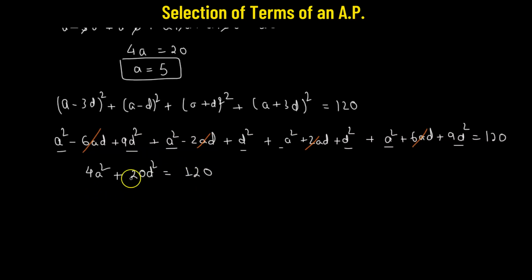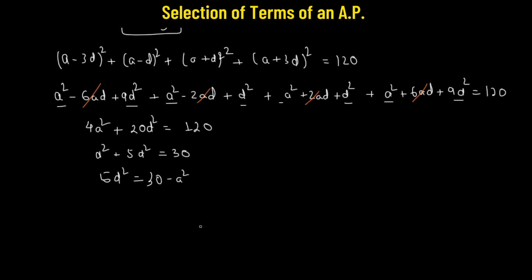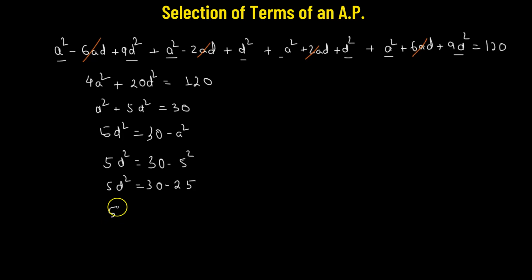If we divide each term on both the left hand side and the right hand side by 4, we have a squared plus 5d squared equals 30. We have already obtained the value of a, which is 5. So let's rewrite it first. We have 5d squared equals 30 minus a squared. Now we have 5d squared equals 30 minus 5 squared, which is 25. So 5d squared equals 30 minus 25, which is 5, so d squared equals 1. Taking the square root, we get two values, either positive 1 or negative 1.